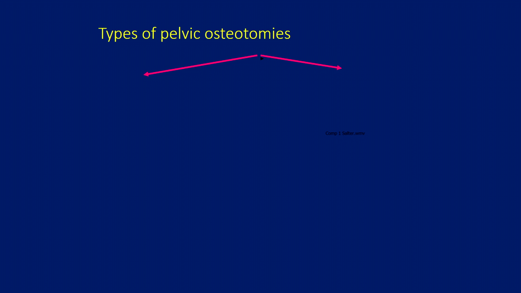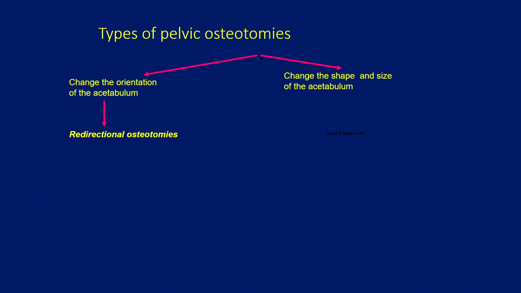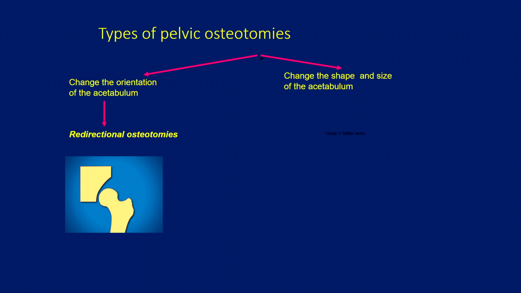The next step now is, there are many types of pelvic osteotomy. Can you classify them and can you group them so that you have an idea which type of pelvic osteotomy you should do? So generally speaking, pelvic osteotomy can be subdivided into osteotomies that change the orientation of the acetabulum, or they change the shape and the size of the acetabulum. These are the two big subgroups. The ones that change the orientation of the acetabulum are the redirectional osteotomies. And the redirectional osteotomies, we have the Salter, the double, the triple, the Wagner, and the Ganz osteotomy. We'll go in quickly through them.